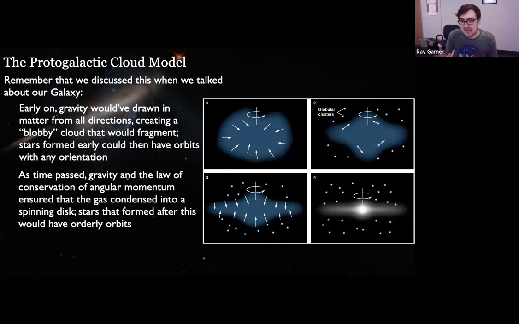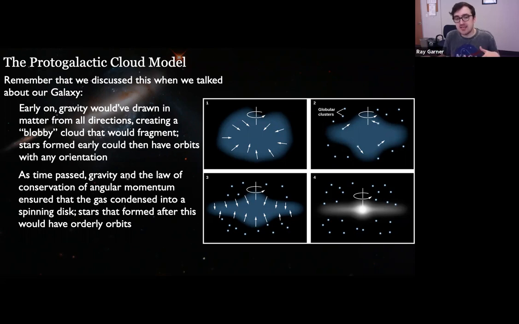This protogalactic cloud would fragment and form stars, and those early stars would have orbits with any orientation, forming globular clusters, forming halo stars. But as time passed, as gravity continued to contract the cloud, the law of conservation of angular momentum would have started everything really spinning. And instead of continuing to contract into a spherical blob, it would have smoothed out into a spinning disk, all going the same direction. And stars would form from that disk.